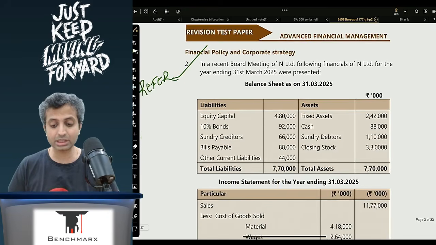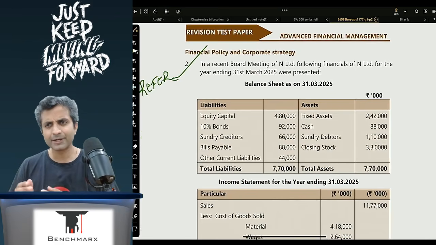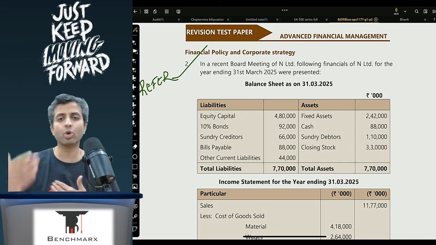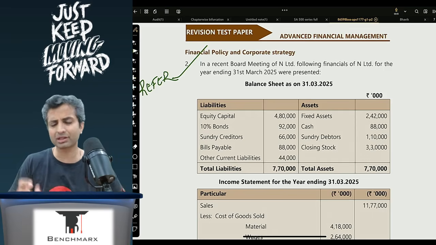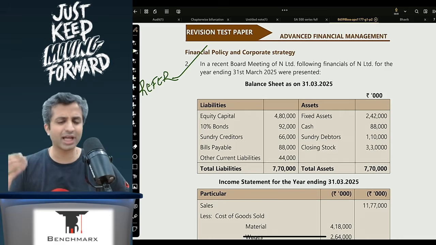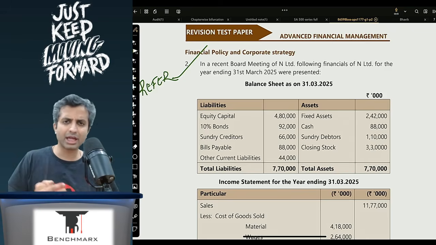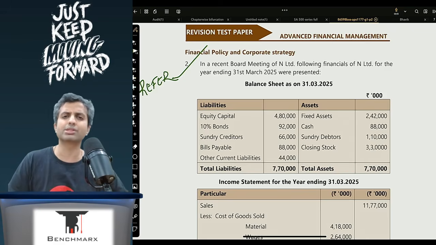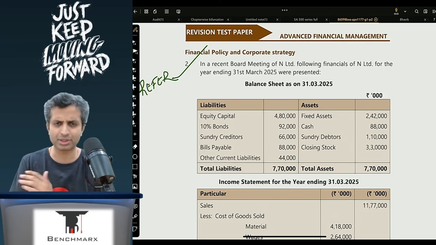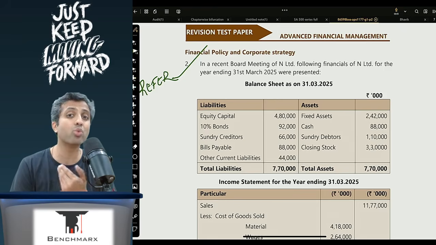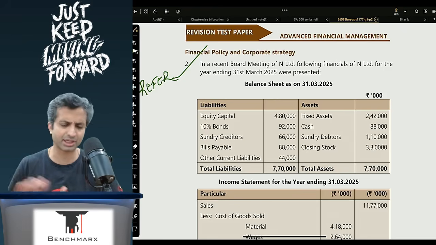The next question is on financial policy and corporate strategy. Now this is a slightly theory based question which has some overlap with valuation, so we'll quickly refer to that. It has one aspect which is similar to the external funding requirement adjustment in security valuation as well as financial policy and corporate strategy. You would have done this question, but over here there's only one numerical part and there are 3 descriptive parts.